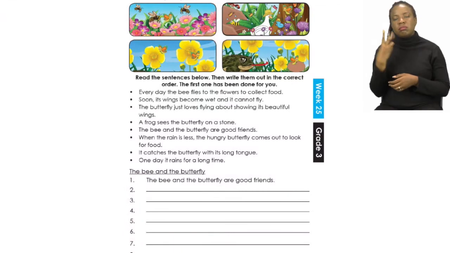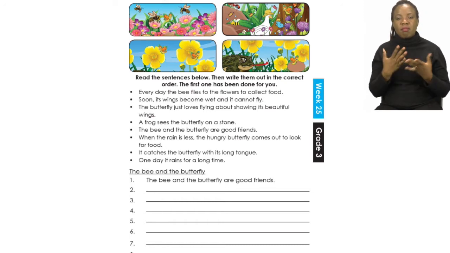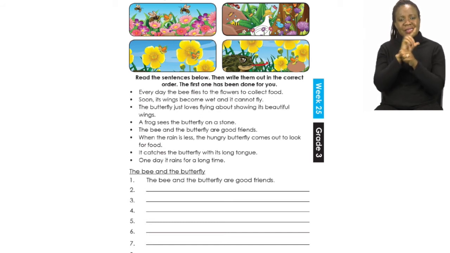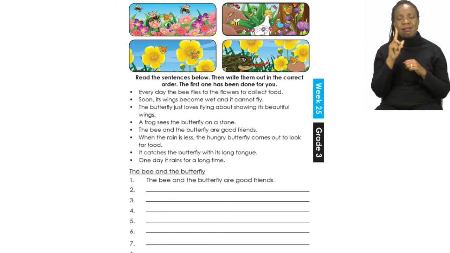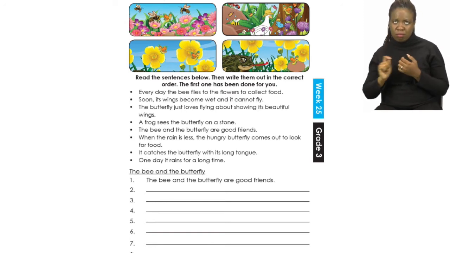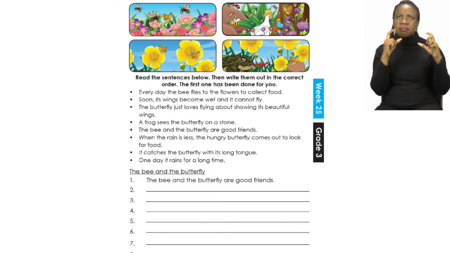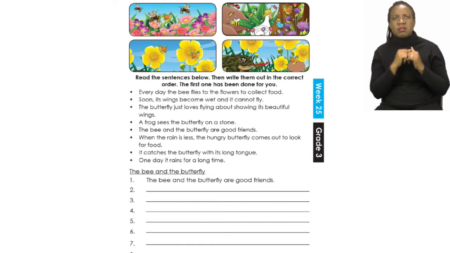On page 13, we're going to continue with our English, but instead of doing plurals, we are now doing creative writing. It's going to be our job to study the pictures below and then do the exercise. We're going to look at each picture, and then after that, you're going to read the sentences below. Then write them out in the correct order. The first one has been done for you.